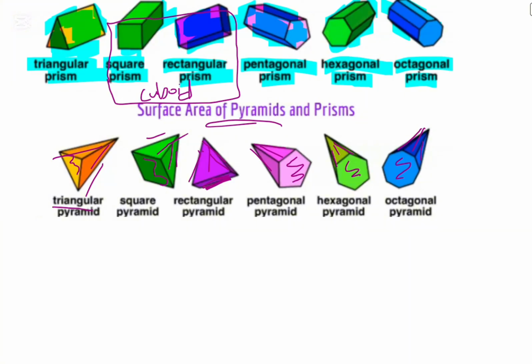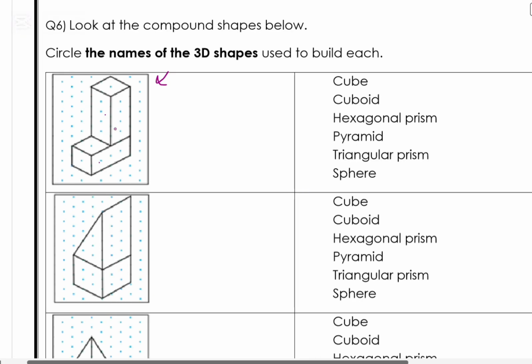For example, here a triangular pyramid, or you can call it a triangle-based pyramid, and a square pyramid because the base is a square. Here you have a rectangle, so a rectangular pyramid. Here a pentagonal pyramid or pentagon-based pyramid. Here a hexagonal pyramid because the base is a hexagon, and here an octagon, so we call it what? Good job. Yes.